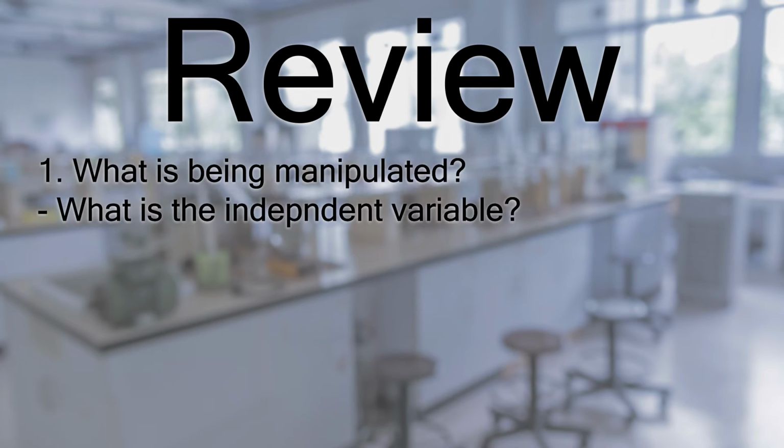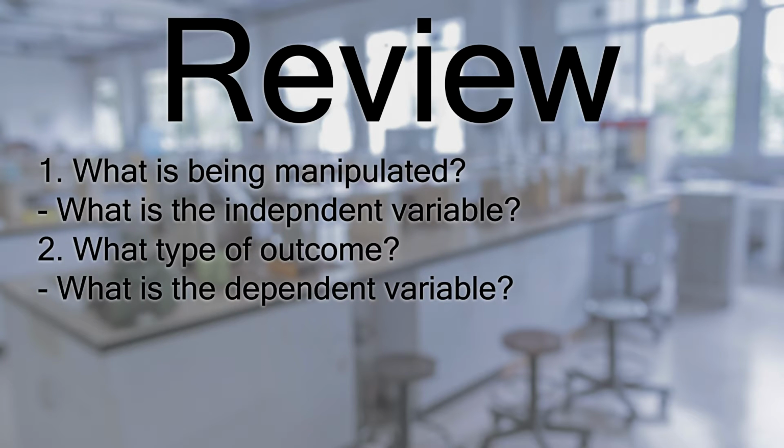1. What is being manipulated in the experiment? What is the independent variable? 2. What type of outcome is being measured? What is the dependent variable? And how are you actually measuring the outcome? Is it qualitative, like a color change, or quantitative measure, like something measured with grams or millimeters?